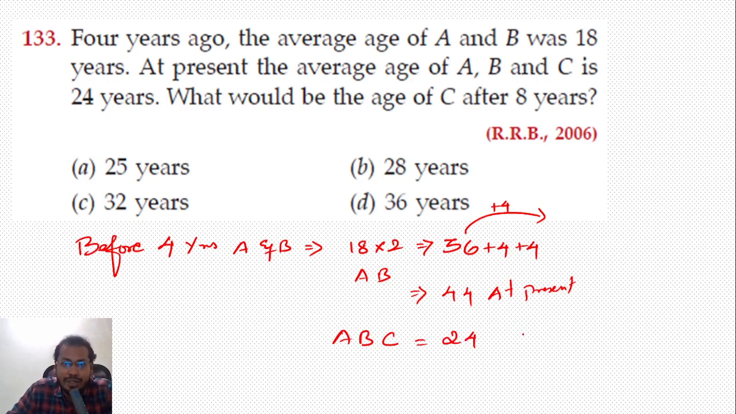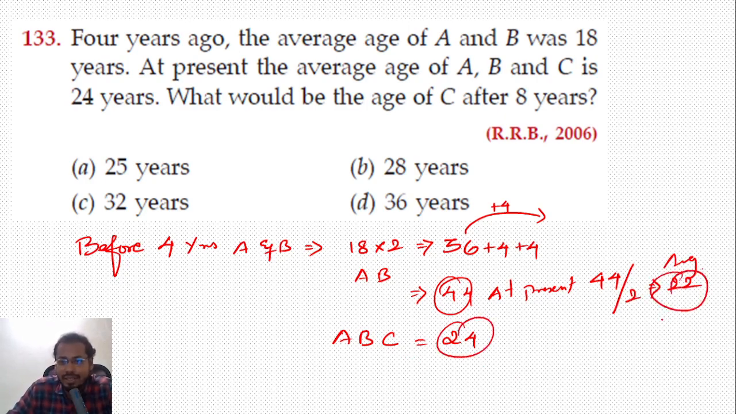What would be the age of C? This is total, guys. Total is 44. 44 divided by 2 is 22. So at present the average is 22. If you add C also, it becomes 24. So this is only for AB and this is for ABC. Okay. Now what would be the age of C after 8 years?